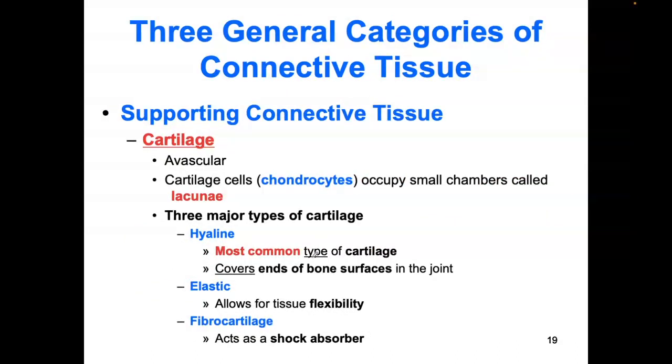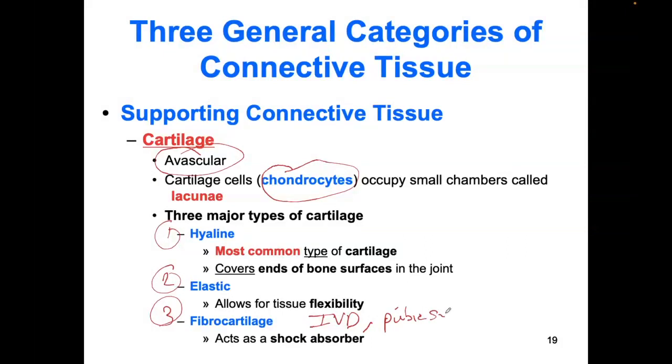All right, let's look at the supporting connective tissue. So we have cartilage. Again, cartilage is avascular, meaning poor blood supply. Cartilage cells are known as chondrocytes. Chondro means cartilage. The 3 main types are hyaline, elastic, and fibrocartilage. Fibrocartilage is the strongest. I think of the intervertebral discs, right? Someone has a bulging disc or herniated disc between their vertebrae.